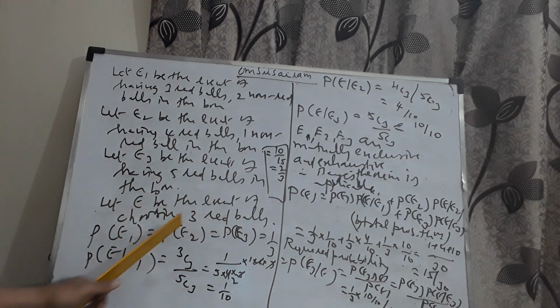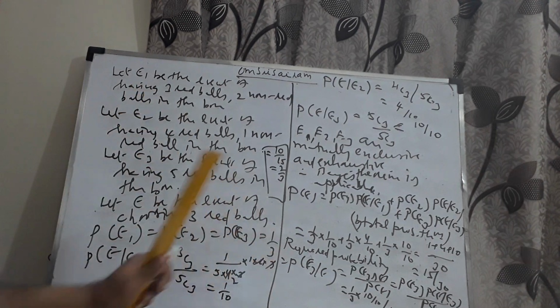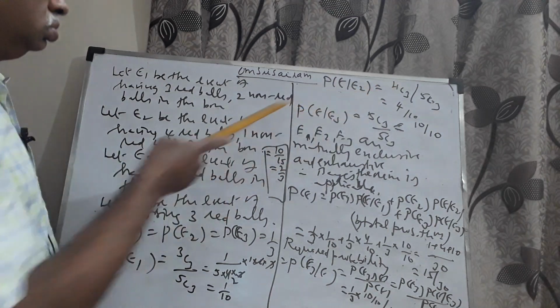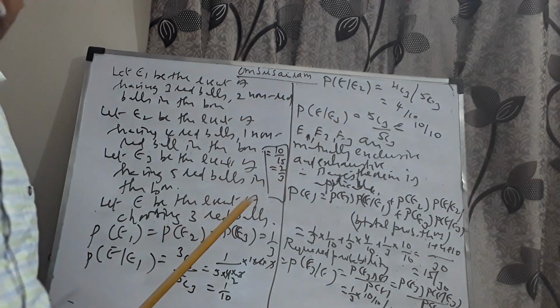Let E be given to choosing 3 red balls. Now P of E1, P of E2, P of E3, all the 3 are 1 out of those 3 possibilities, 1 by 3. E bar E1, from the first possibility I am choosing 3 red balls. There are 3 red balls, 3C3 by 5C3. 1 by 5 into 4 into 3, 1 into 2 into 3, which is reduced to 1 by 10. E bar E2, from the second possibility I am choosing 3 red balls, 4C3 by 5C3.